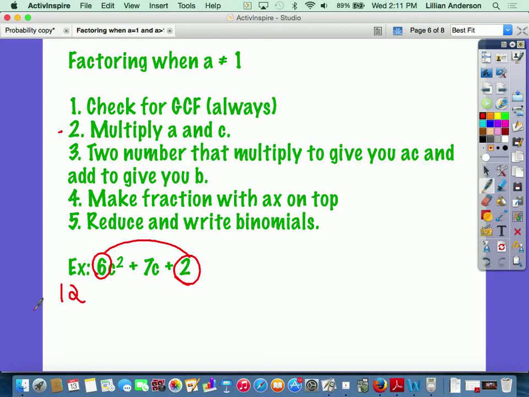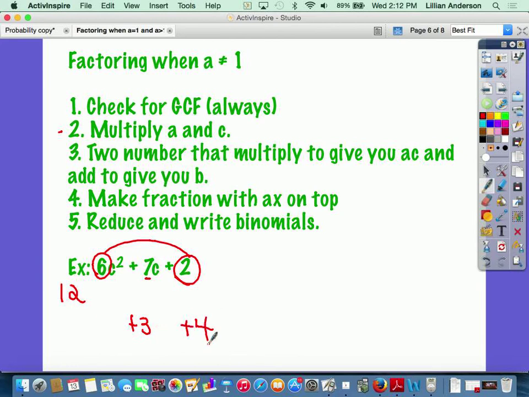So that's your number. So now step 3, you're looking for two numbers that multiply to give you AC. So I'm looking for two numbers that multiply to give me 12 and add to give me my B, which is 7. So I need to figure out what two numbers multiply to give me a positive 12 and add to give me a positive 7. Well, those two numbers are 3 and 4. So I'm going to write down those numbers, a positive 3 and a positive 4.